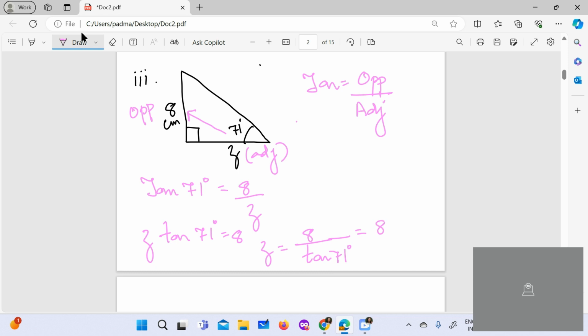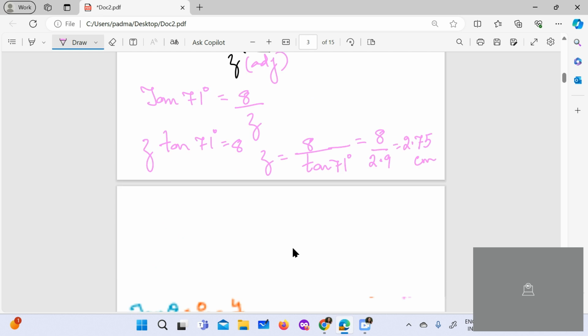You can put the whole thing in the calculator directly, and we have here 8 over 2.9, which is 2.75. So we used all three ratios now. So this is tan, and previously we did sine and cos. Okay, so here in these three questions we just found the missing sides. Now let's consider a few more examples where we can calculate the unknown angles.